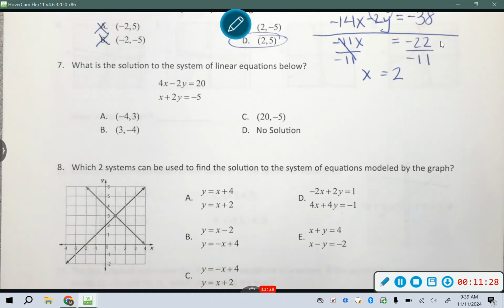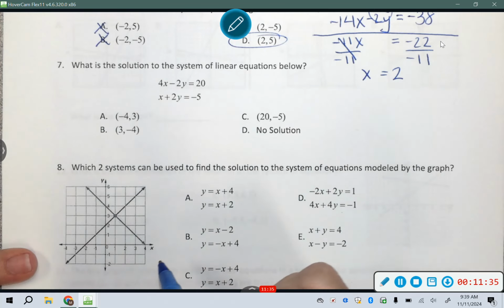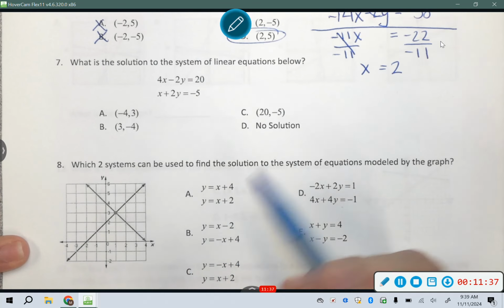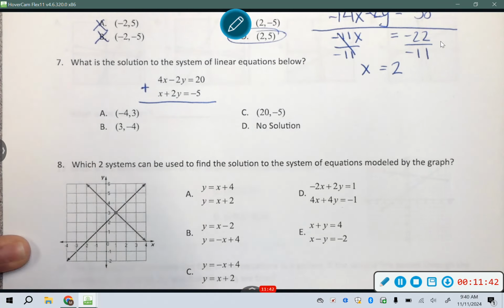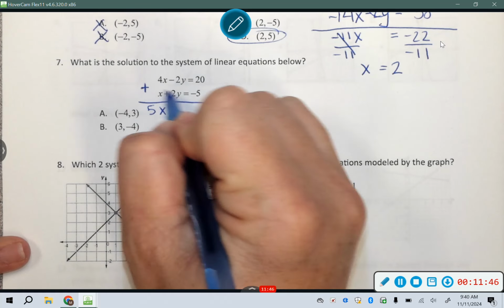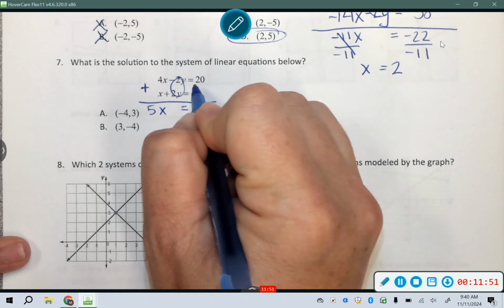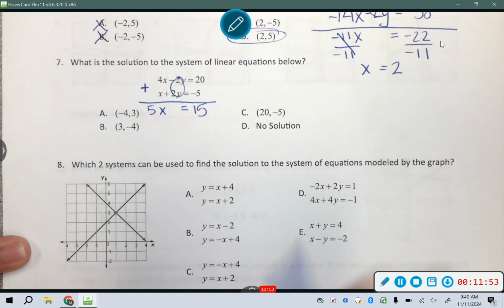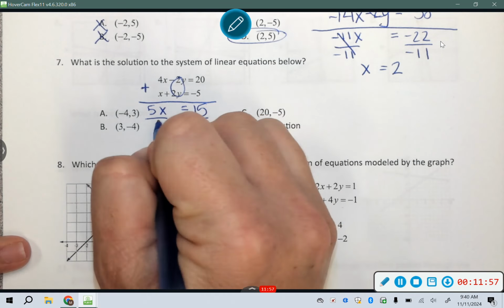It says what is the solution to the system of linear equations below? So again, anytime it's asking for the solution to the system, you could solve for y and type this in your calculator. However, here I'm going to do linear combination because it's already set up. I have a 0 pair, so I'm going to set it up as addition. I know 4x plus x is 5x. Negative 2 plus 2 is 0, so my y is zeroed out, which is what I need. Bring down my equal sign. 20 plus negative 5 is 15. And now I have to solve for x, so divide both sides by 5, and I get x equals 3.